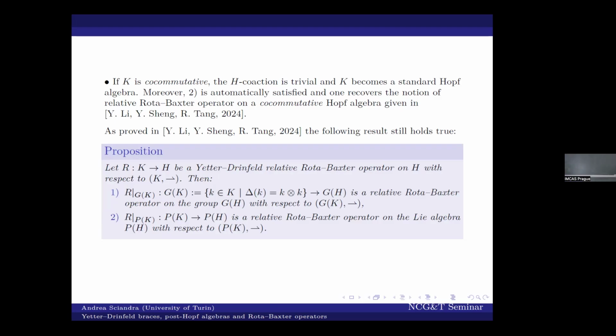If we restrict our Drinfeld Rota-Baxter operator, in fact a relative Rota-Baxter operator between co-commutative Hopf algebras, to group-like elements, this is the relative Rota-Baxter operator between groups. And if we restrict it to primitive elements, this is a Rota-Baxter operator between Lie algebras. So starting with your Rota-Baxter operator between co-commutative Hopf algebras, restrict it to groups. This is a Rota-Baxter operator between groups, and restrict it to primitive elements. This is a Rota-Baxter operator between Lie algebras.